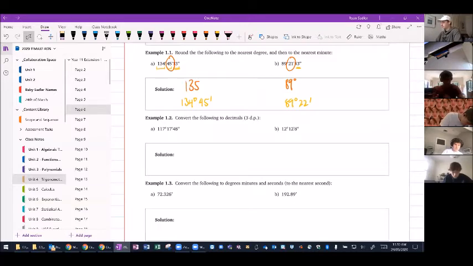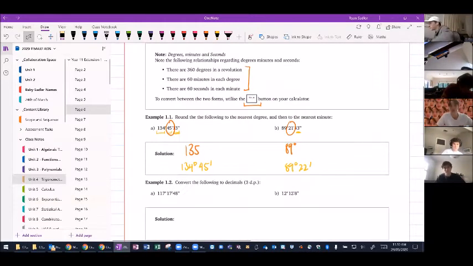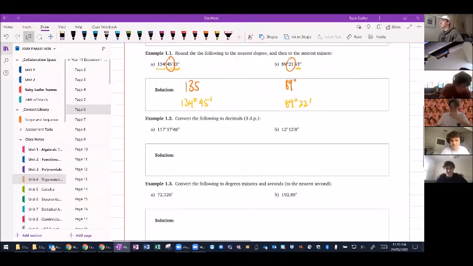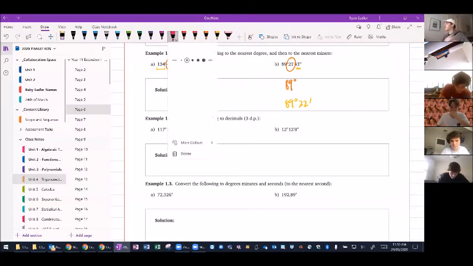Converting them to decimals is really just an exercise in using a calculator. So if you want to enter something in degrees and minutes, you just got to use the degrees and minutes button several times. So just bear with me while the pen doesn't work again. So if I want to enter in 117 degrees, there we go.